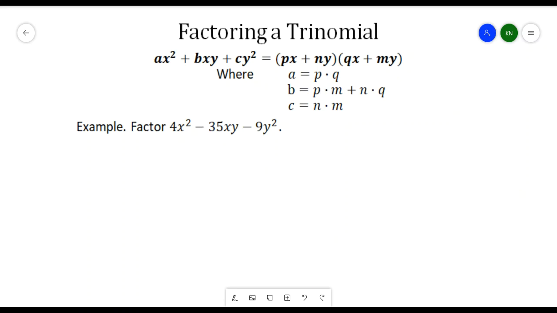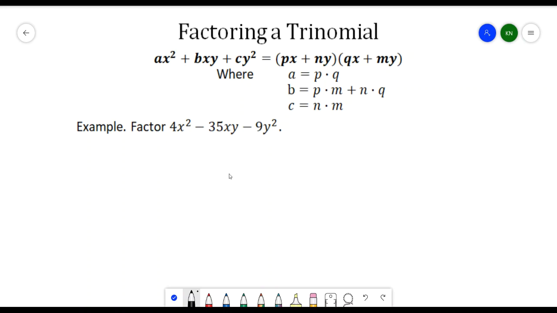Okay, so for this one, we have the factoring of a trinomial. So we have the form ax squared plus bxy plus cy squared is equivalent to px plus ny multiplied by qx plus my, where a is equivalent to p times q, b is equivalent to p times m plus n times q, and c is equivalent to n times m. So from the example we have here, factor 4x squared minus 35xy minus 9y squared.